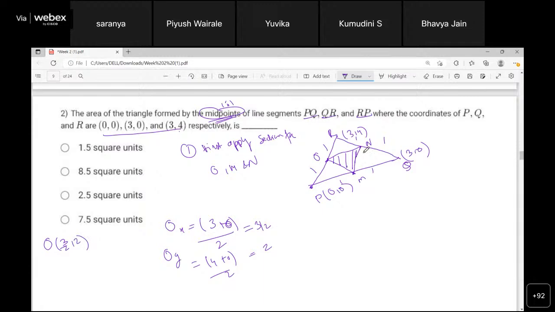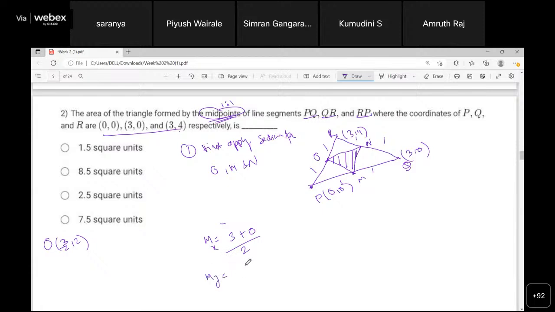So what is the coordinate of M? 3 by 2, 0. So M will be 3 into 1 plus 0 into 1 upon 2, and that is my X. And my Y will be 0 plus 0 upon 2, right? That is 0. So it will be 3 by 2 comma 0, right?